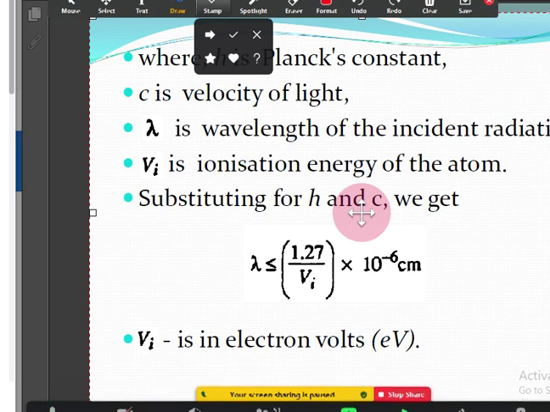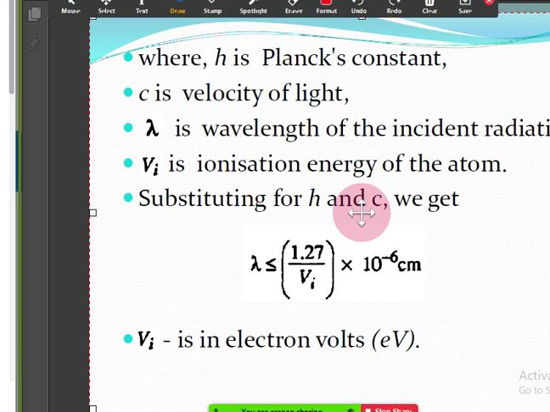Okay, H is Planck's constant. In your chemistry intermediate you have studied that H is Planck's constant. C is the velocity of light. So H has got some value.